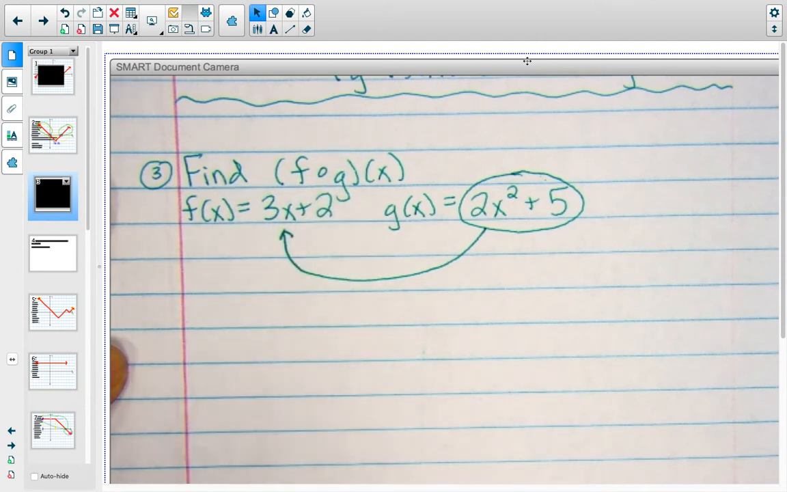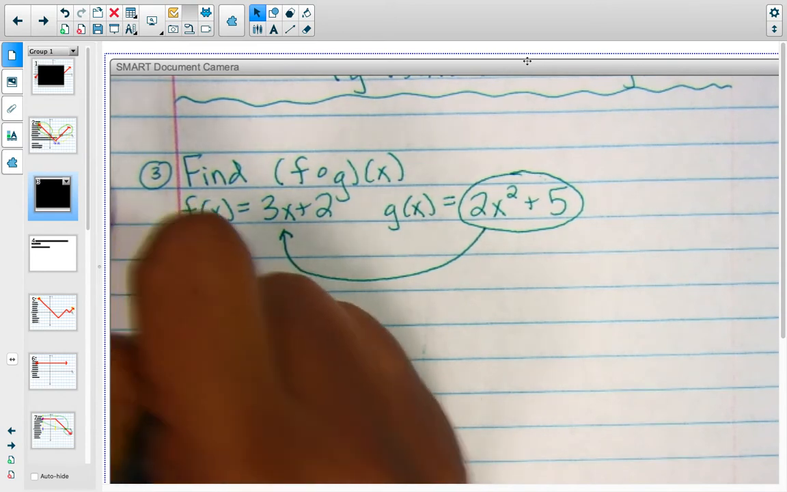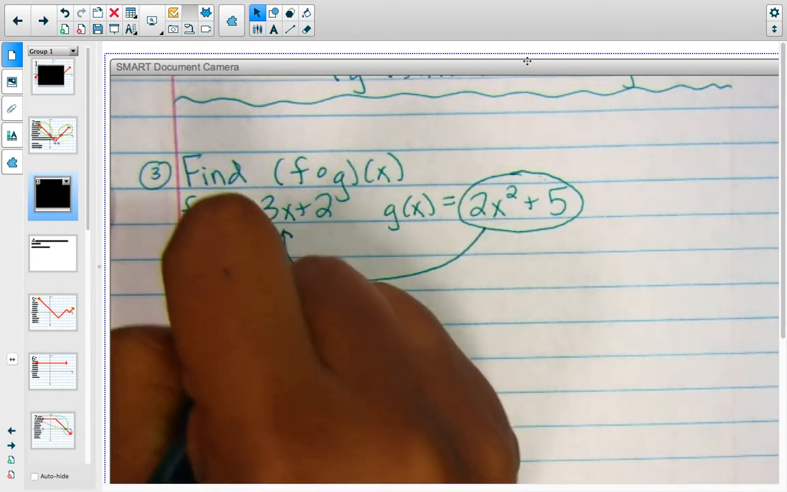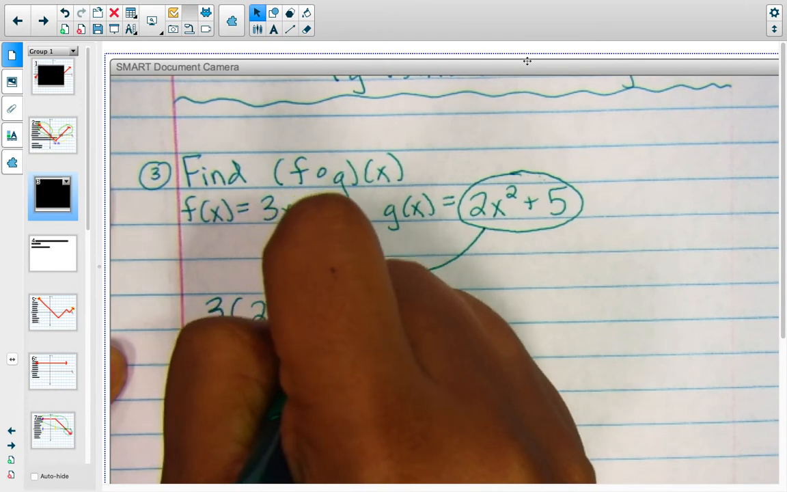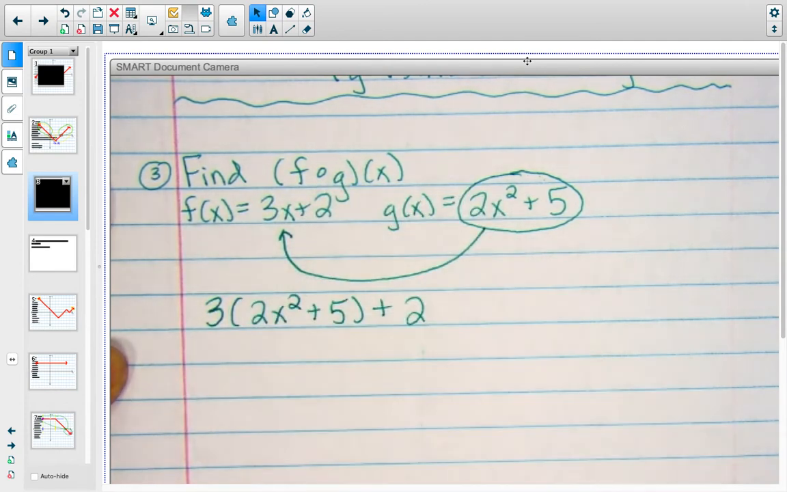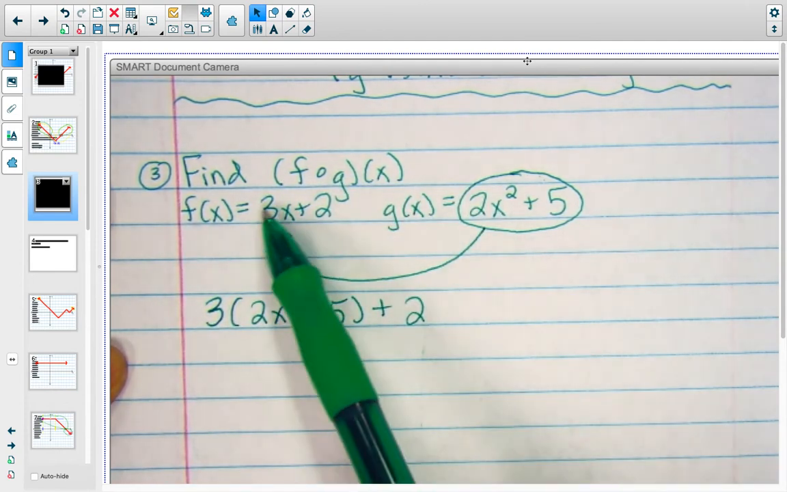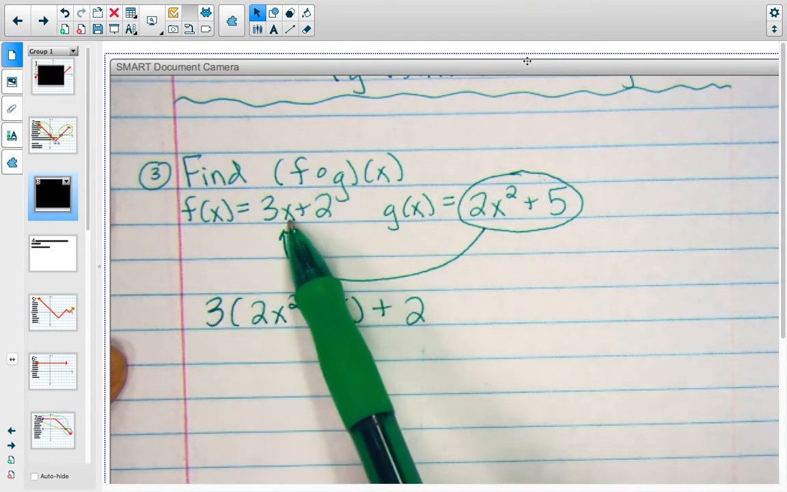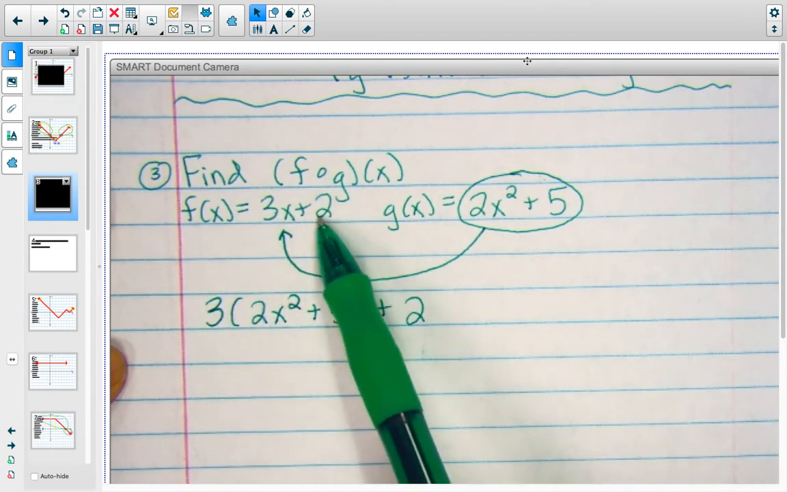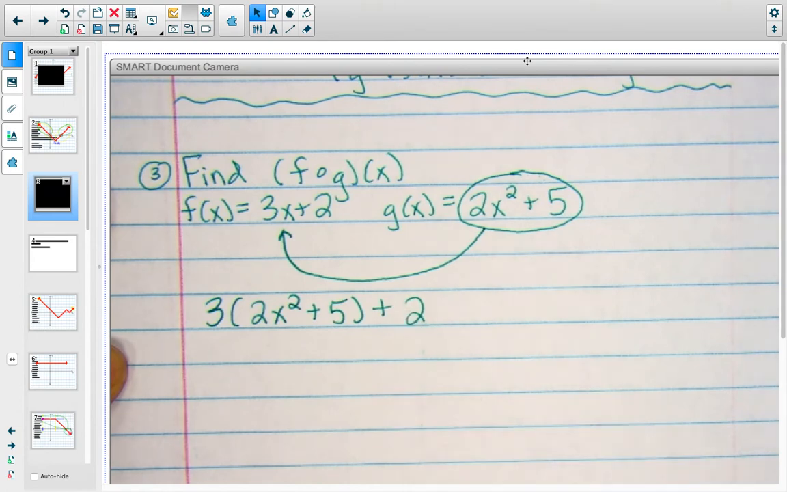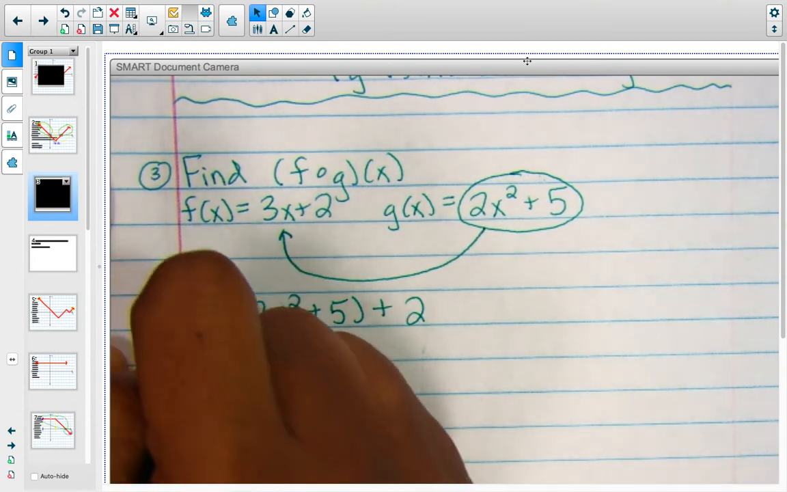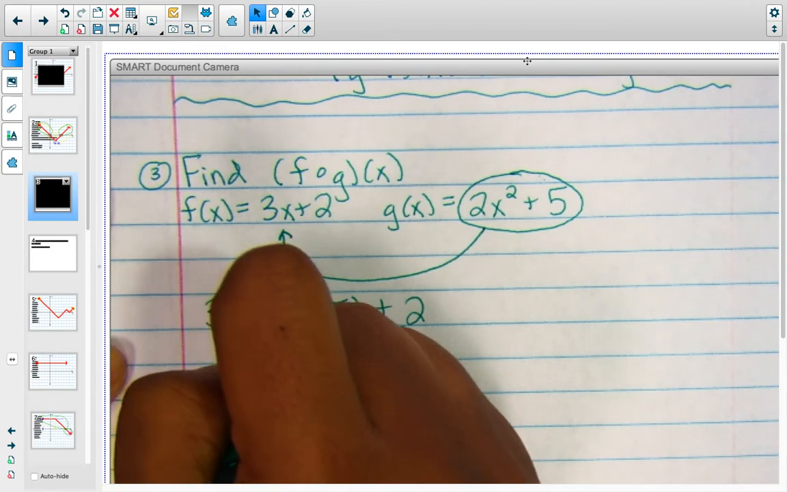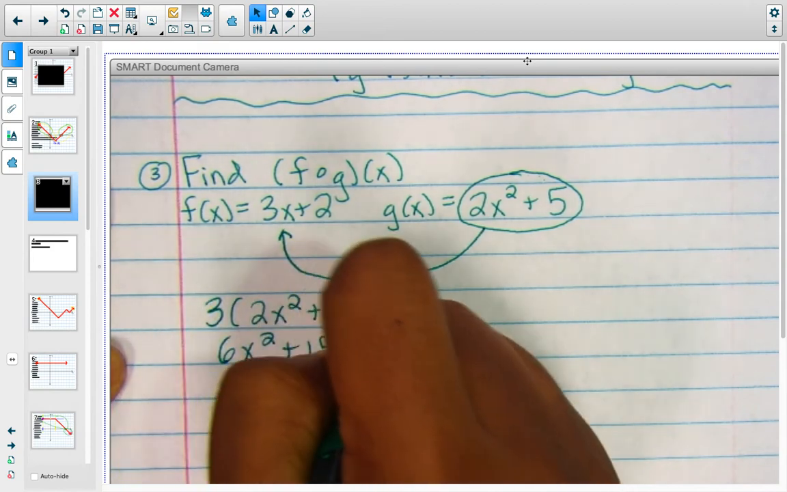We're doing function composition. So I keep the 3, plug in 2x squared plus 5, add to 2. Okay. So 3 comes down. I made a substitution, which is what g is, and the plus 2 comes down. Now we do the distributive property. This is going to give me 6x squared plus 15 plus 2.